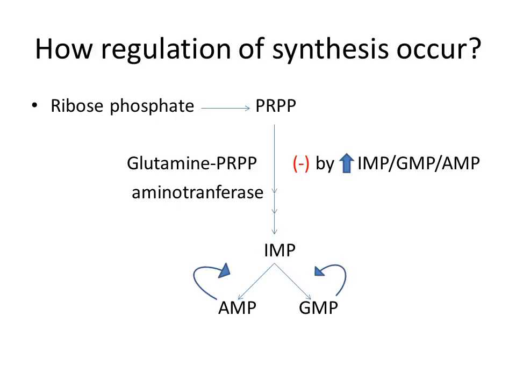So, how does the regulation of synthesis occur? We have already seen that ribose 5-phosphate will convert into PRPP, and then PRPP will go through a series of reactions and convert into IMP. In order to create IMP, glutamine PRPP aminotransferase will help, and IMP will convert into AMP and GMP. So now IMP, GMP and AMP will themselves regulate purine synthesis. Here you can see a high amount of IMP, GMP and AMP will give negative feedback to the enzyme, and that will slow down the reactions.